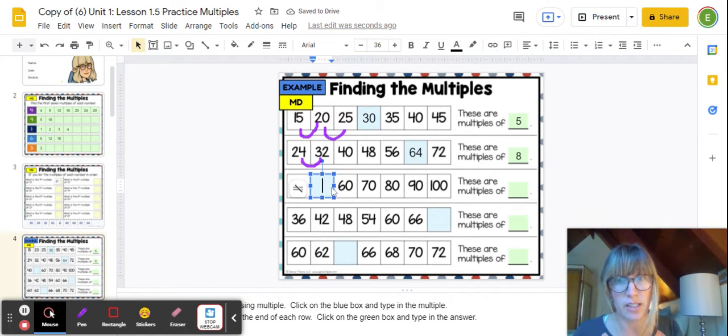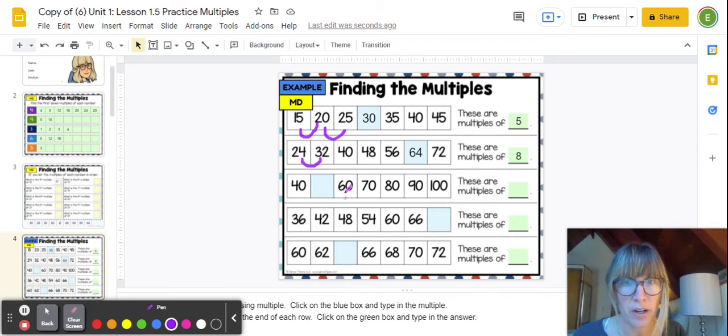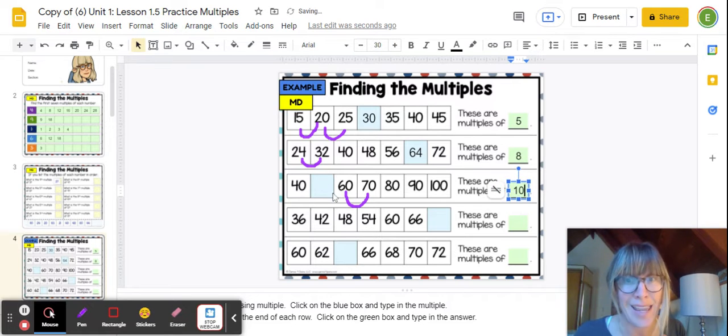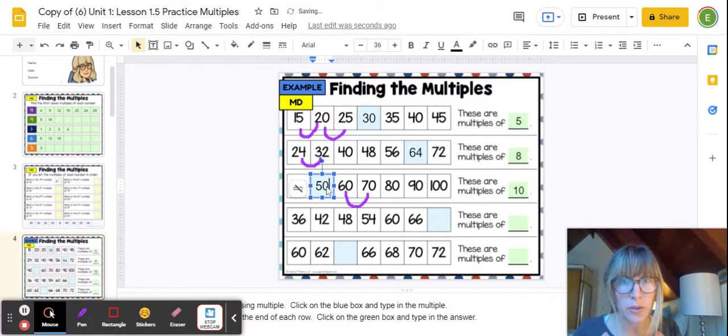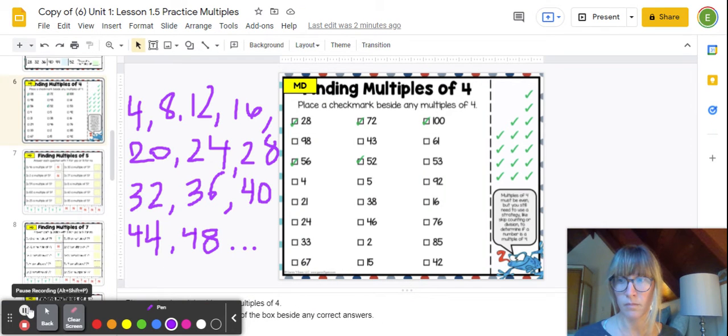And then you're going to keep going, right? And just discover, you might not always be able to start at the front, right? 40 plus a mystery. Well, we don't know yet, but we can see farther down the pattern that 60 plus a mystery is going to be 70. Well, we know it's plus 10. So these are all multiples of 10. They all also end in 0, which is another good clue in knowing that they're multiples of 10.